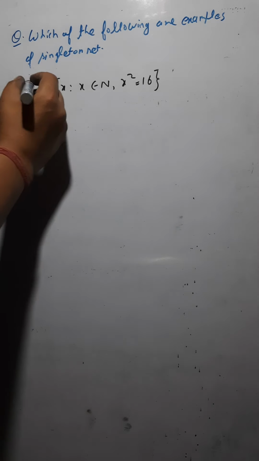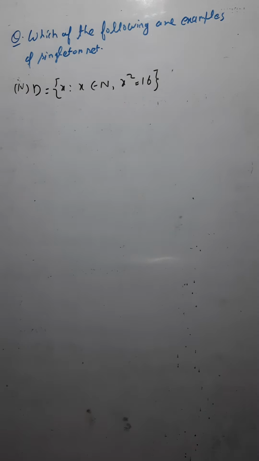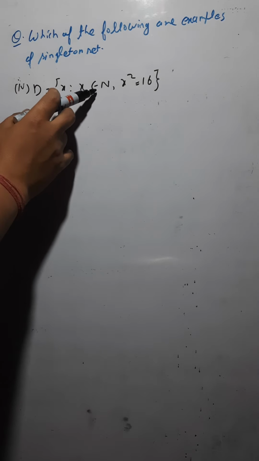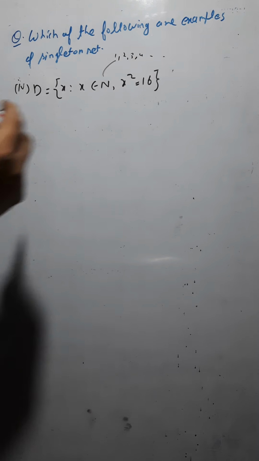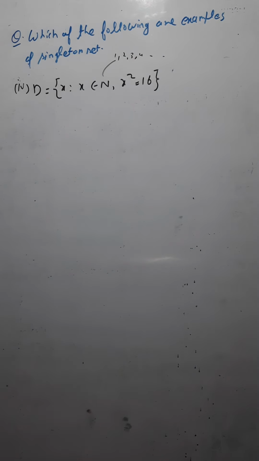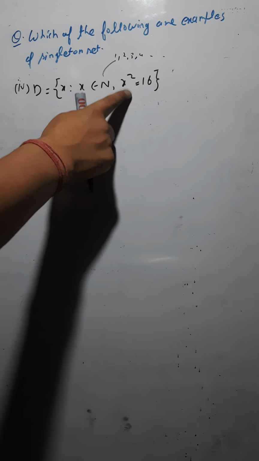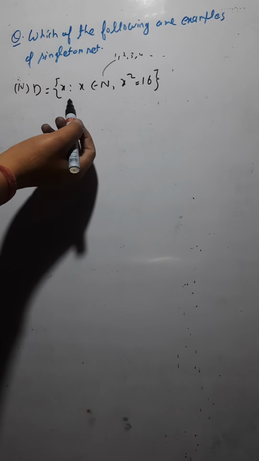Now here you have the next set. Let's say this is the set D, and this contains the element x such that x belongs to the set of natural numbers. Natural numbers are what? 1, 2, 3, 4, etc. Only these are the natural numbers. Okay. And one more condition has been given: x square should be equal to 16. So what are the possible elements here?